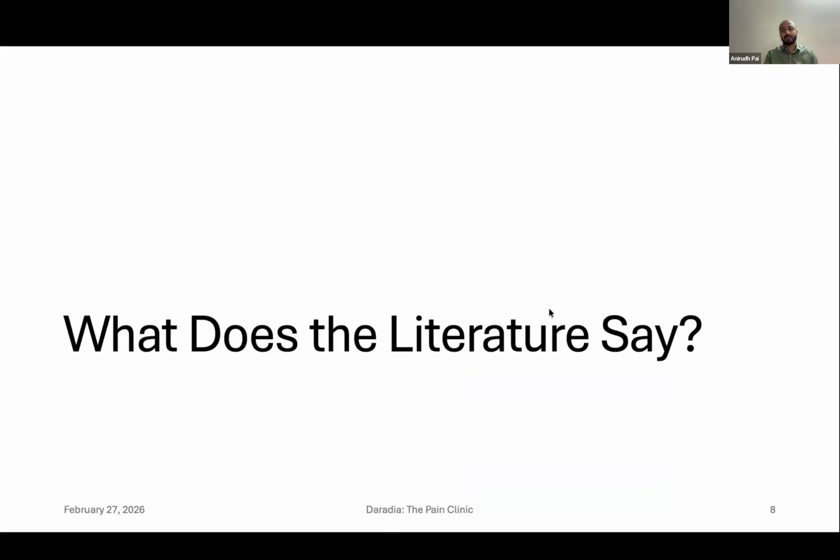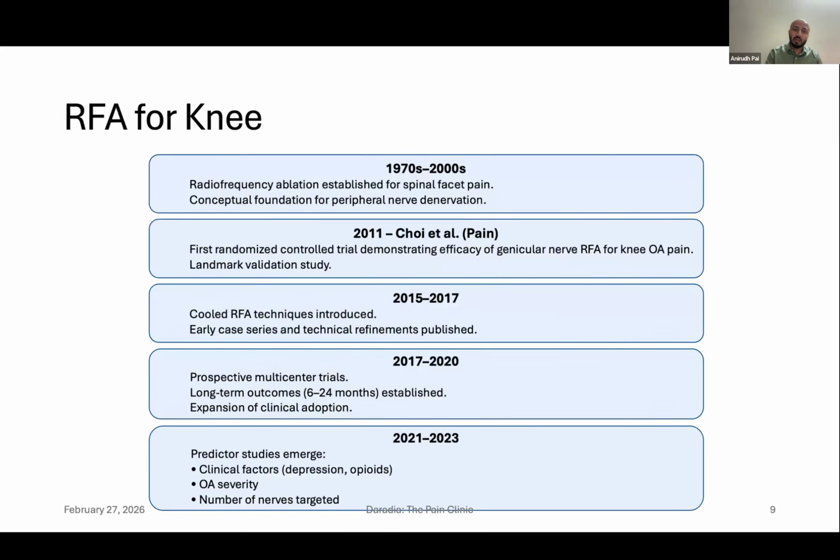What does the literature say about knee RFA? RFA was established long ago for spinal pain back in the 1970s. However, in 2011, like Sir mentioned, Choi et al. published the first RCT, which validated genicular nerve RFA. Subsequent years saw a lot of other techniques like cooled RFA. There were a lot of other studies, multi-center studies, and more recently, even predictor studies have come, where they're studying various factors which may be affecting the outcomes, like clinical factors such as use of opioids, presence of depression, how severe the osteoarthritis is, and how many nerves have been targeted. But still, there are no studies which have incorporated synovial ultrasound biomarkers.